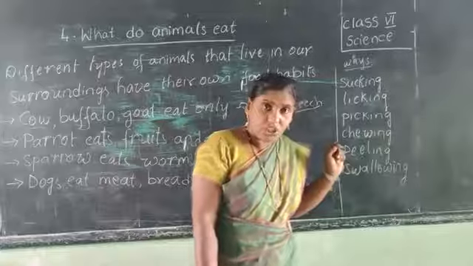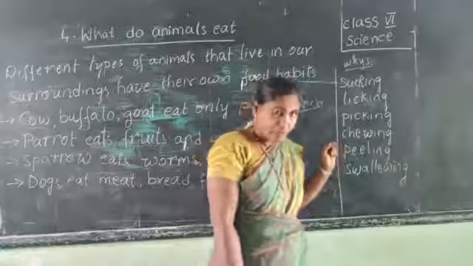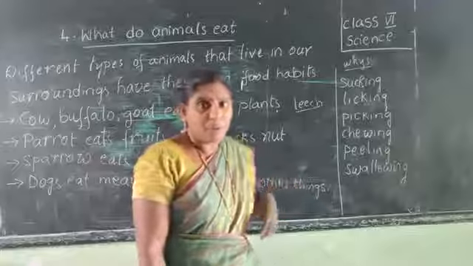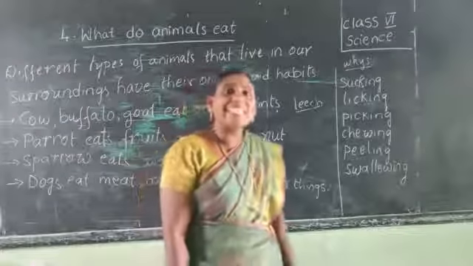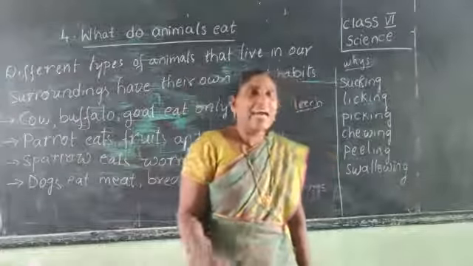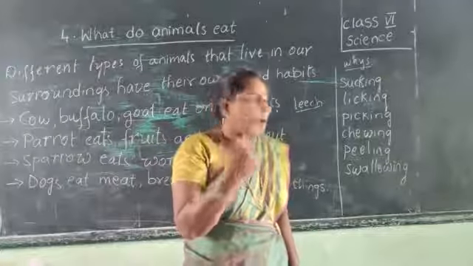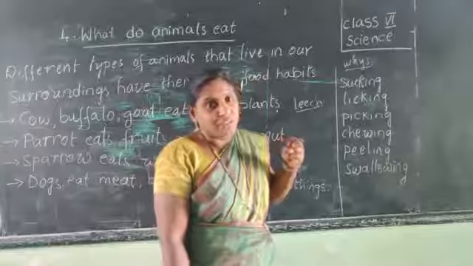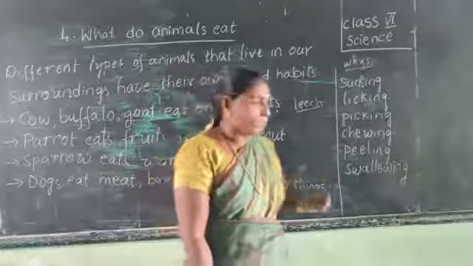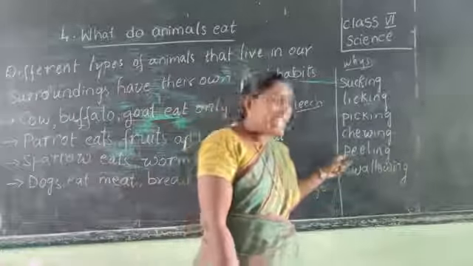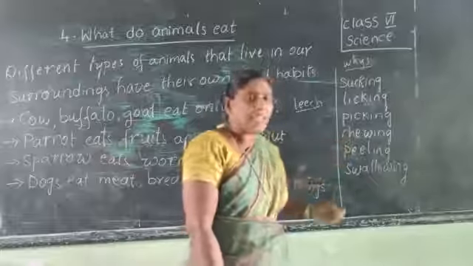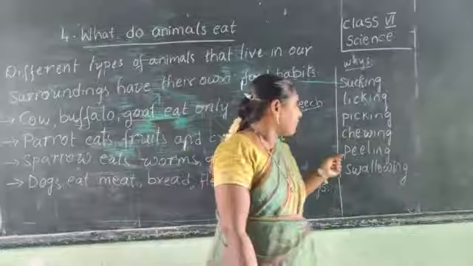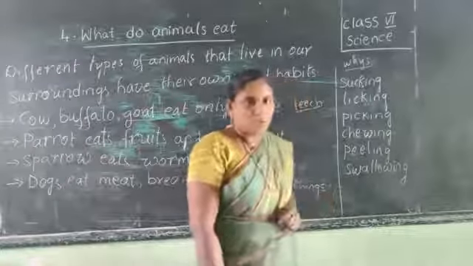Next one. Chewing. How do these animals chew? Cow, buffalo, goat, they are eating grass. They are chewing their food with the help of teeth. So they chew the food. This is one way of getting the food. And the next one is peel. They peel the food. So this is also a different way to get the food.